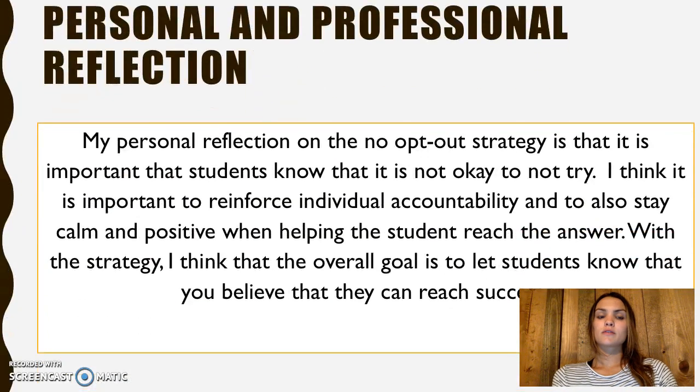So my personal and professional reflection of this strategy is that it is important for students to know that it's not okay to not try. I think it is important to reinforce individual accountability and to also stay calm and positive when helping that student reach the answer. And with this strategy, I think that the overall goal is to let the students know that you believe in them and you believe that they can reach success.